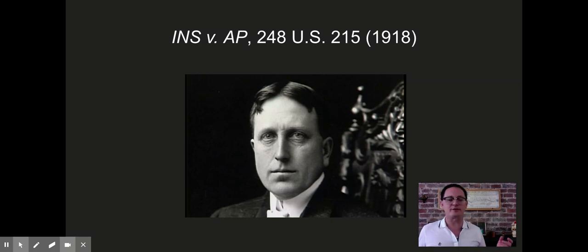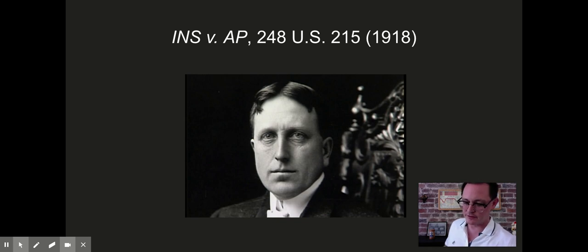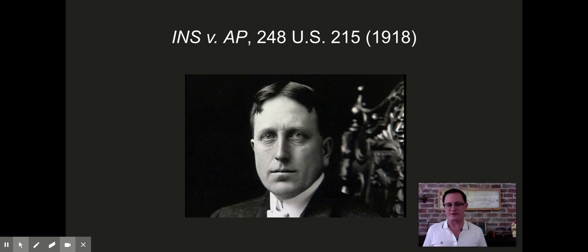Nothing's less valuable than yesterday's newspaper, right? INS wants to get in on the action while it's still valuable rather than letting the Associated Press grab the entire banana, right? And as a consequence, the majority of the court says that under those circumstances, that's unfair competition. It's not fair for the INS to be taking advantage of the Associated Press's labor.